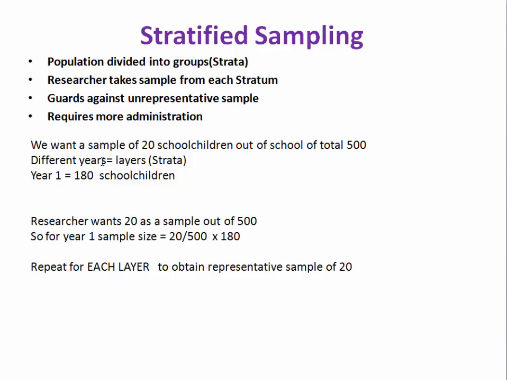We want a sample of 20 children out of a school of 500. The different years would be the layers or the strata. Year 1 has 180 children, so we need to know how many children we need to take from that year. The researcher wants 20 out of a total of 500 children in the school. For year 1, the sample size would be 20 divided by 500 times 180. This gives us the number of children from that year that we need. Repeat for each layer or each year, and that gives us our representative sample of 20.